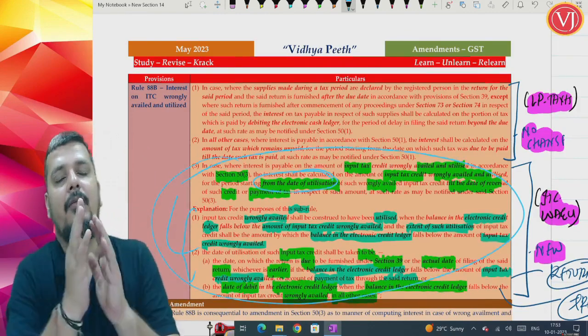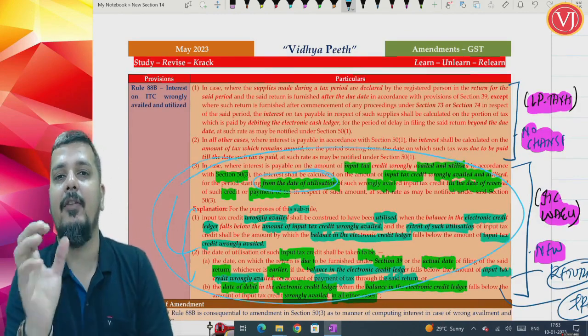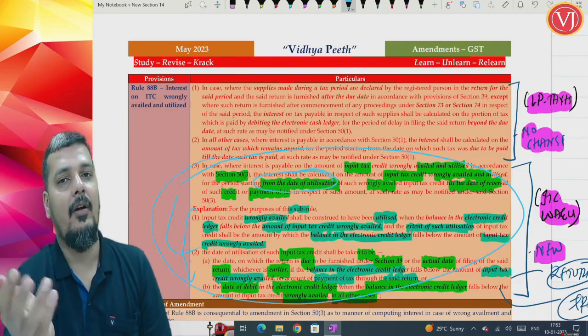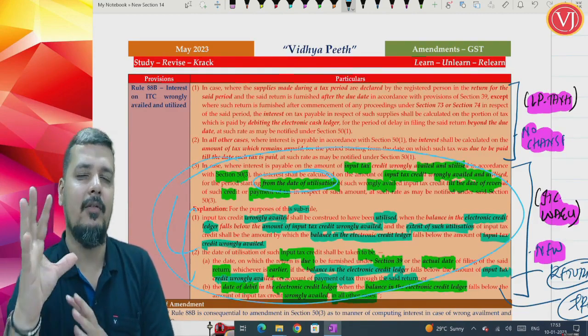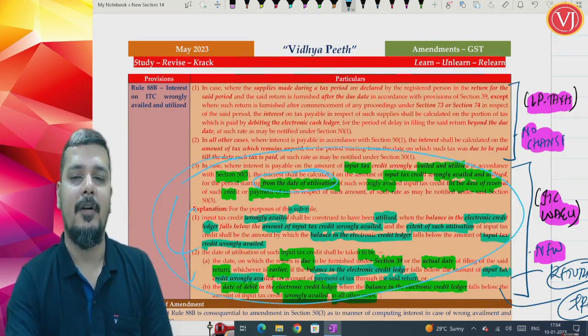Please make sure that you are very clear with this provision. Highly expected that you will be getting a question on this when you talk about interest on ITC wrongly availed and utilized. And it is not so simple. It has got its own beauty and we have understood all the ifs and buts of the same.